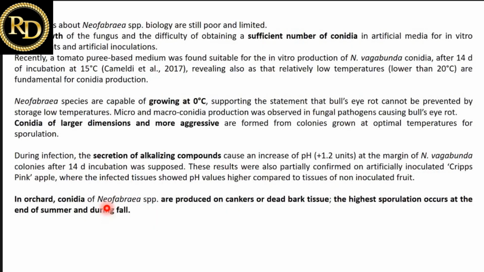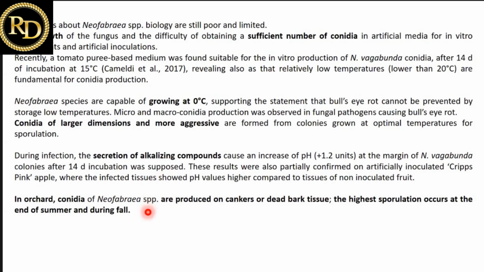Okay, still about the biology, I add that it is a very difficult fungus to be studied because it is a very slow grower. It's also difficult to have enough conidia when we grow it on artificial media. But we can start to know the first solution about this difficult pathogen because it is favored by the increase of pH. So when the fruit ripen and the pH increases, the fungus can release some alkalinizing compounds, and this favors the infection.